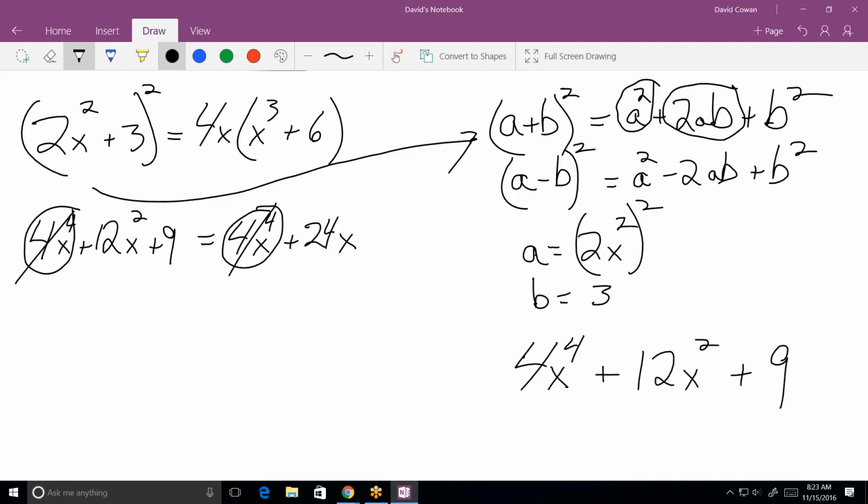Now, we have a quadratic left. There's the x squared term, there's the number term, there's the middle term. So what's the next step? Well, the first step is to get it all on one side.